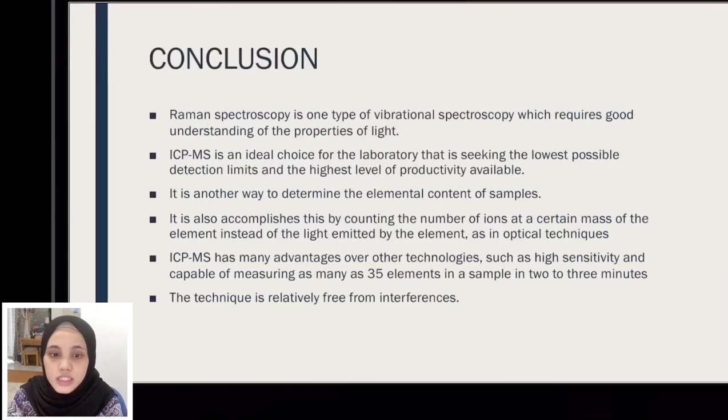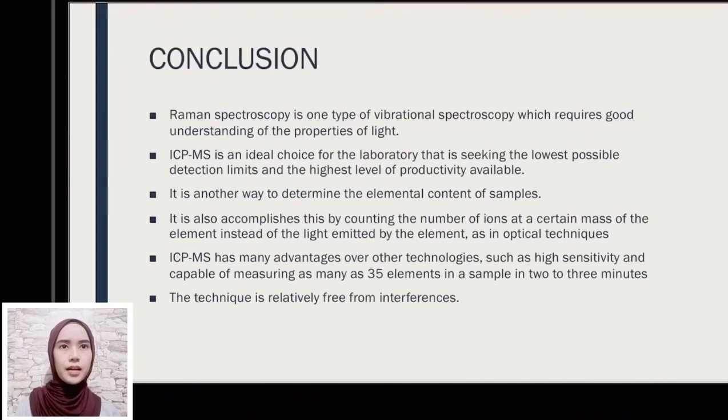In conclusion, Raman spectroscopy is one of the vibrational spectroscopies which requires good understanding of the properties of light. ICP-MS is an ideal choice for the laboratory that is seeking the lowest possible detection limits and the highest level of productivity available. ICP-MS is another way to determine the elemental contents of samples. It accomplishes this by counting the number of ions at a certain mass of the element instead of the light emitted by the element as in optical techniques.